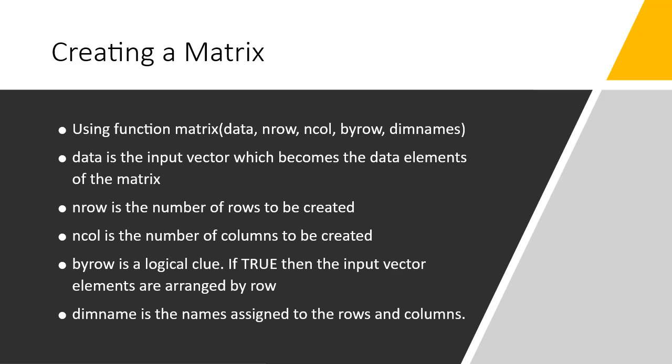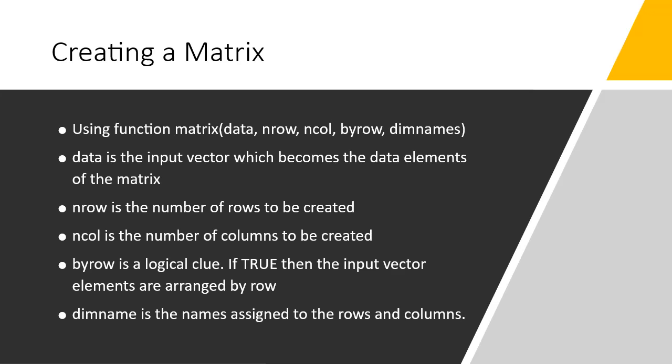Data is what we will fill in the matrix. nrow is the number of rows to be created. ncol is the number of columns to be created. byrow tells R how to go about filling the cells of the matrix. If true, then the input data elements are arranged by row. You can name the rows and columns of a matrix. dimnames is the names assigned to the rows and columns.